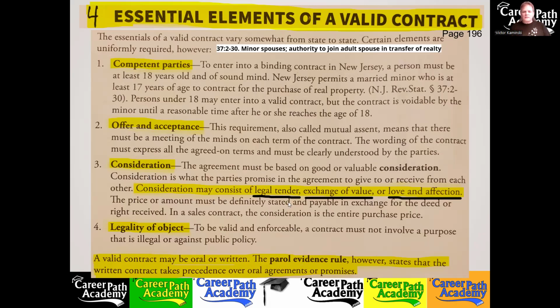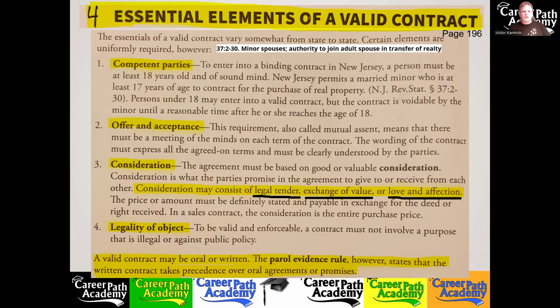They are legal tender, that's like money or a mortgage loan. An exchange of something of value. I'm going to give you this. In exchange, you're going to give me something else. It's like bartering. Or love and affection.